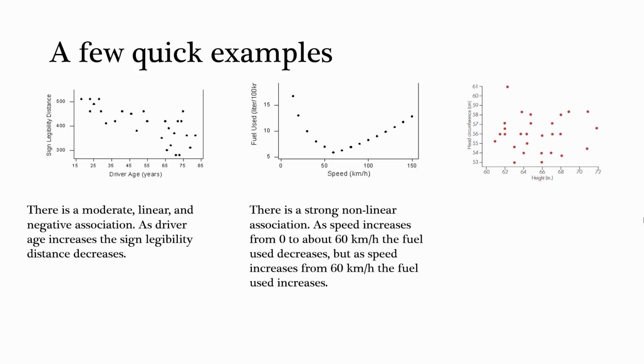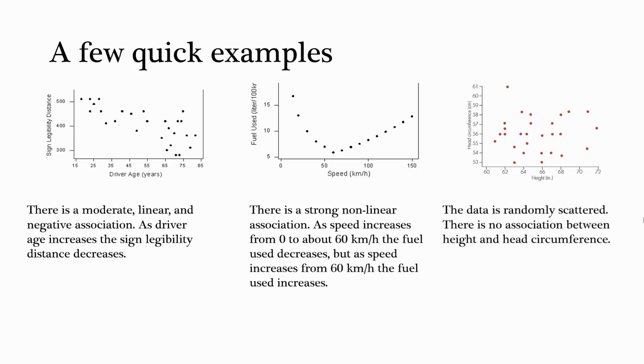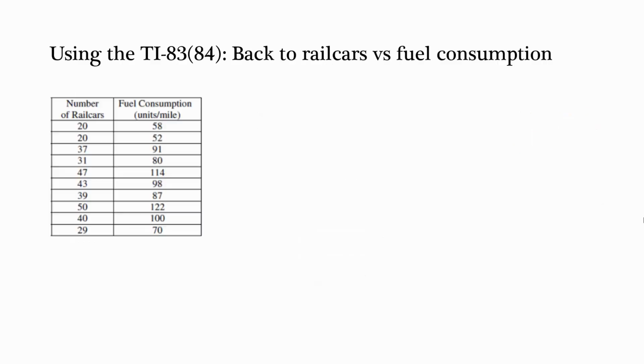And in this third example, it looks like there's no relationship at all. The data is randomly scattered. There's no association between height and head circumference.